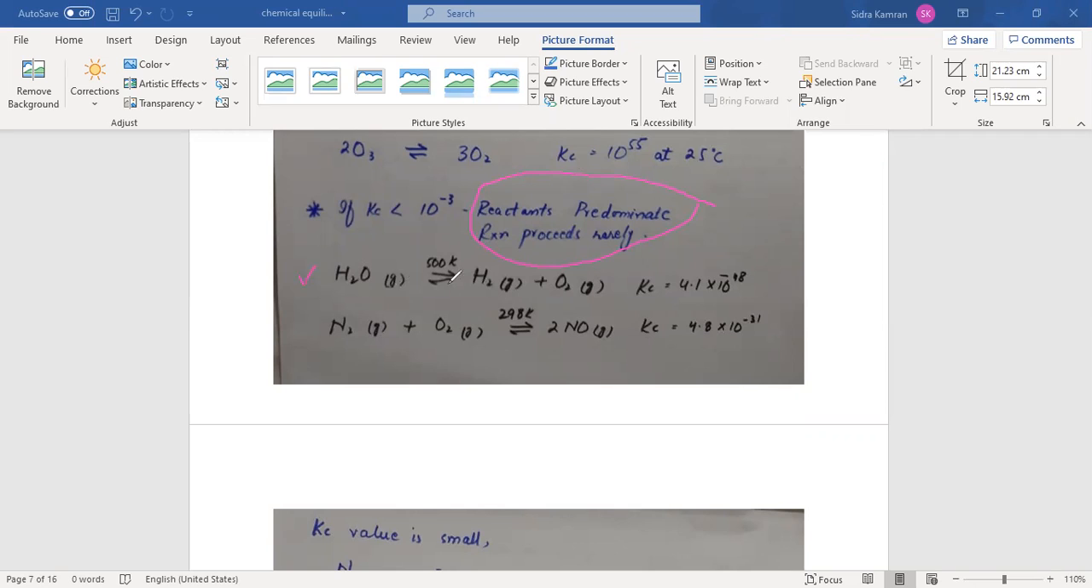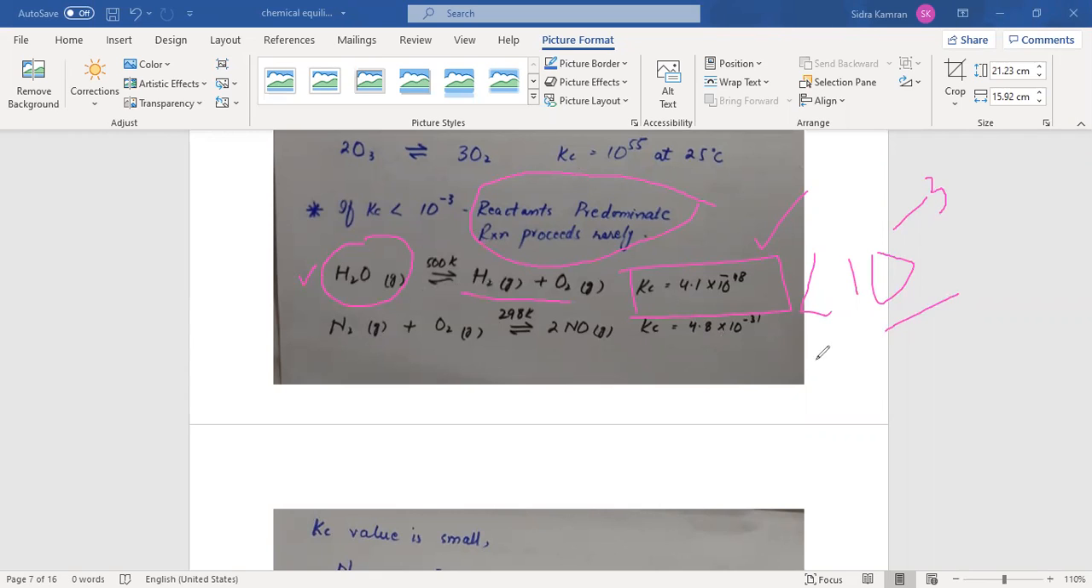In this reaction, you can see hydrogen gas and oxygen gas are the products. Due to the value of Kc, this is very much less than 10^-3. 10^-3 is higher than 10^-48, so Kc is very, very much less than this value in this reaction. This means reactants are in higher amount and the reaction is very far from completion. This reaction needs much more time to be completed.